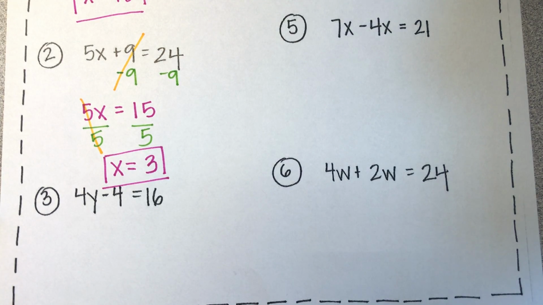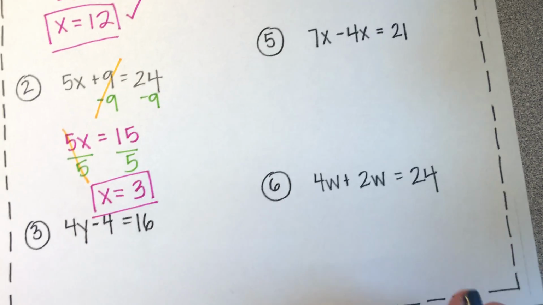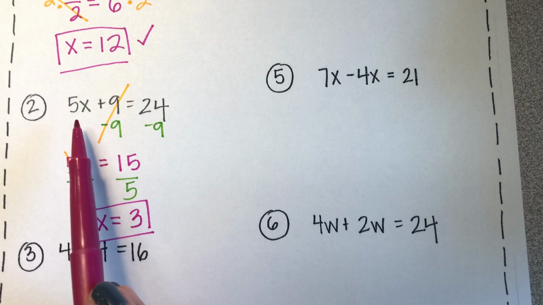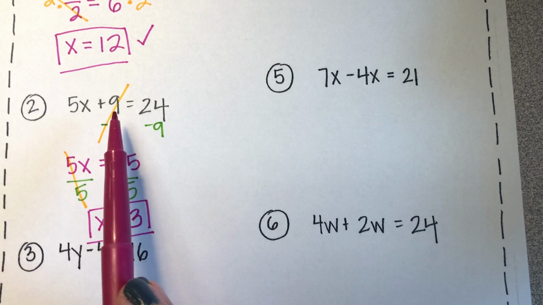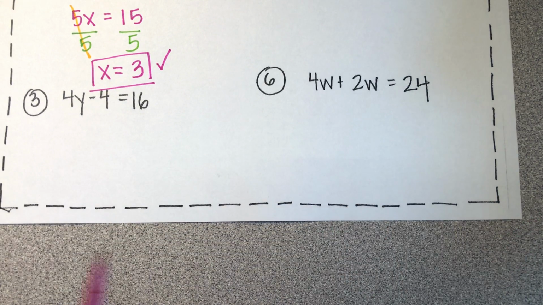Okay, so why don't you pause it and try number 3, and then we'll come back and check your answer. Oh, wait, before we do that. If I'm saying that x is equal to 3, so let's see. 5 times 3 is 15. 15 plus 9 is 24. Okay, now try number 3.